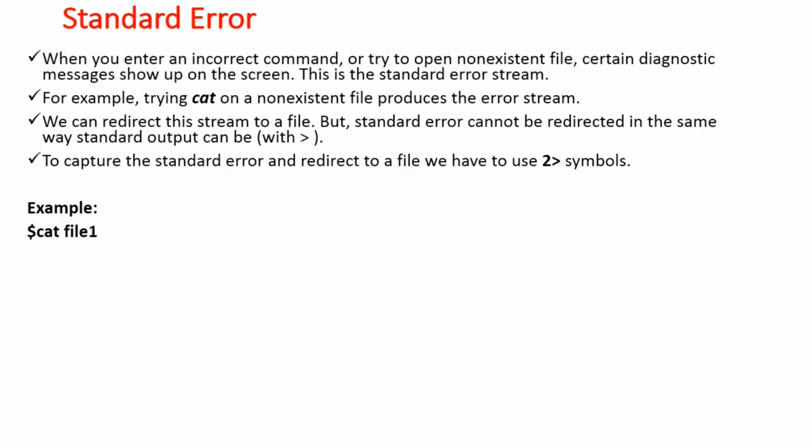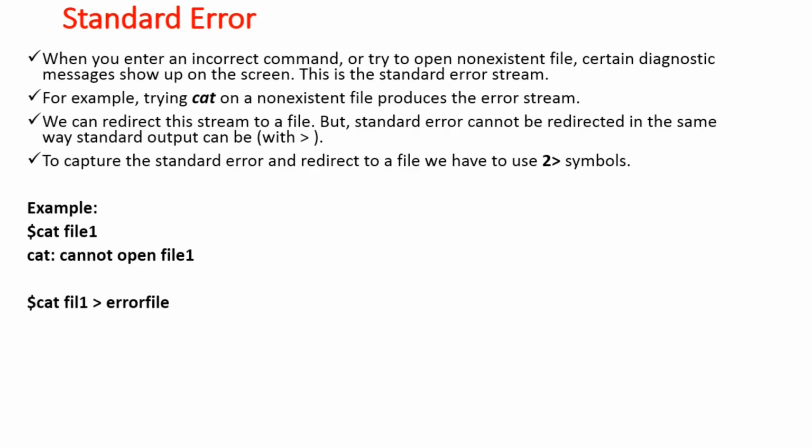Here the command is cat file1. In this command you are trying to open the file1. Now you get the error message: cat cannot open file1, because file1 is not located in the file system. That's why you got an error.